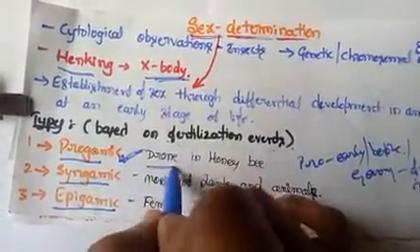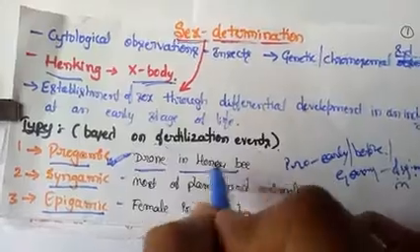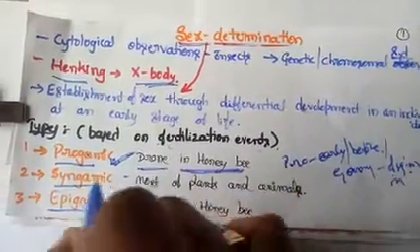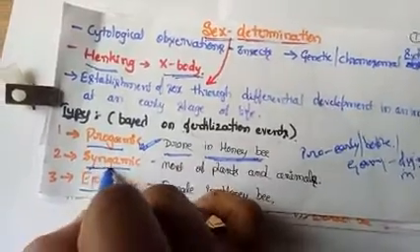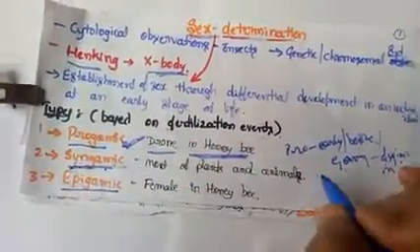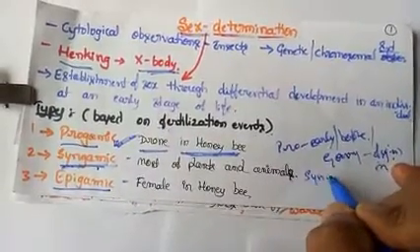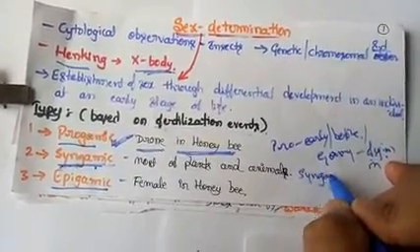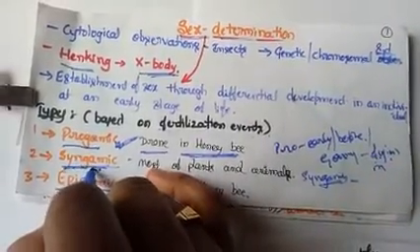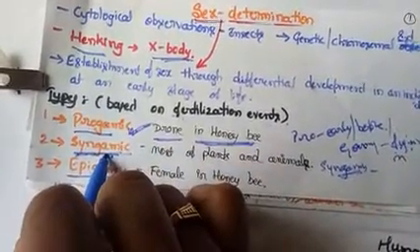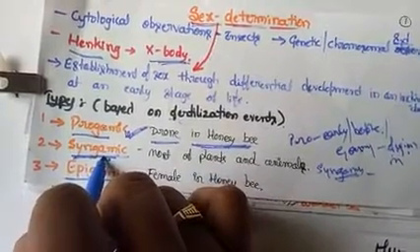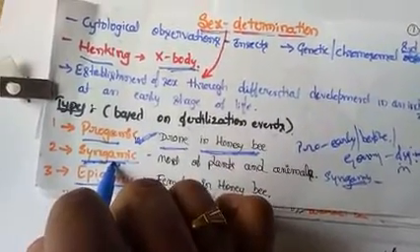If the sex is determined before the fertilization, it is called progamic. We can observe it in the drone of the honeybee. I will detail this in the next content. Syngamic type of sex determination: syn means both, gamy means fusing, or wedding.